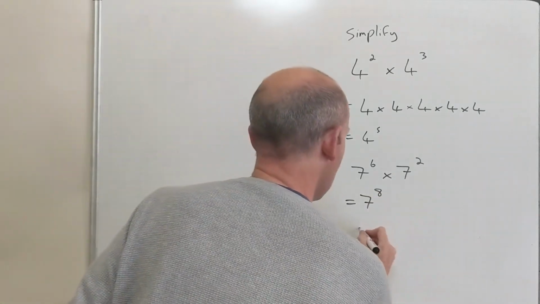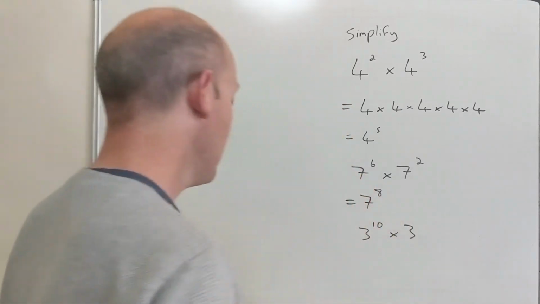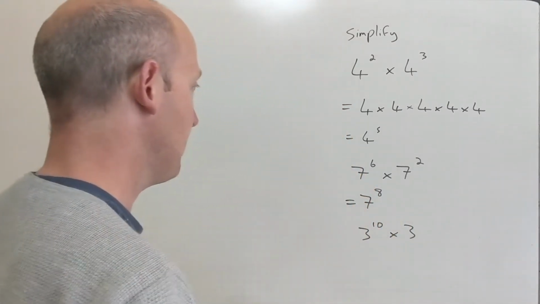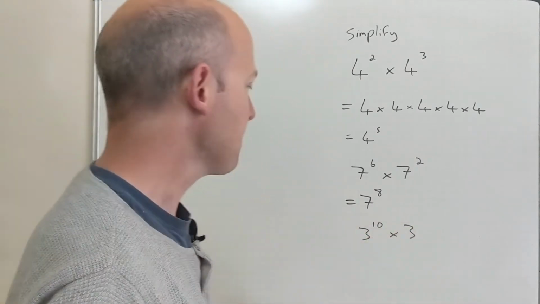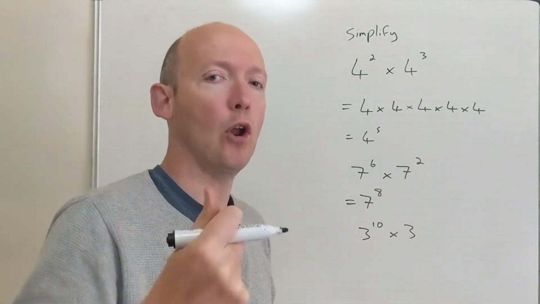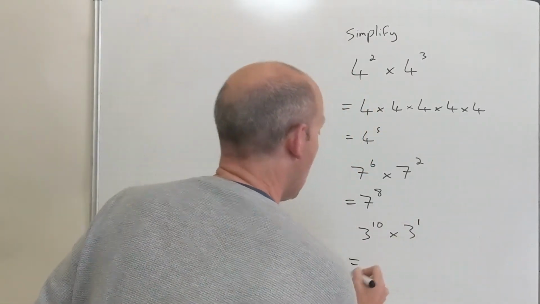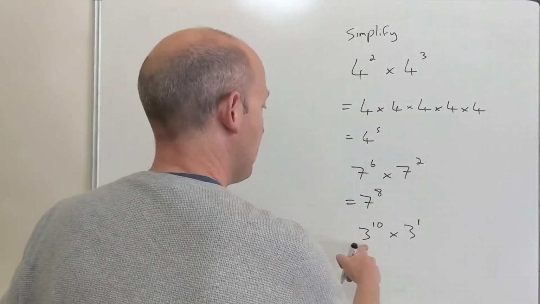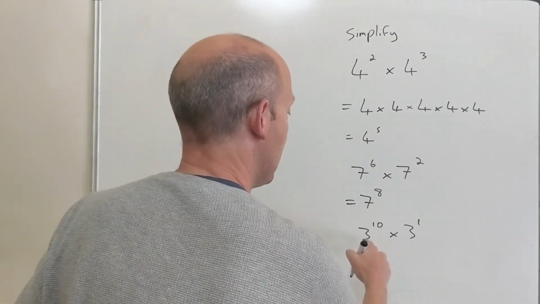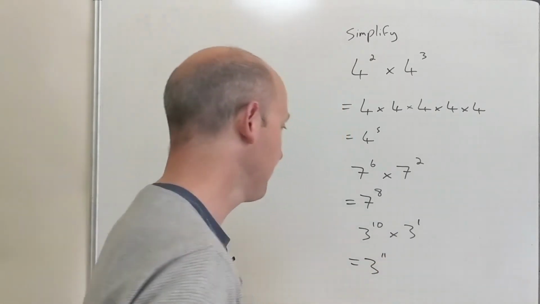Maybe do one more, 3 to the power of 10 times 3. A little bit of an issue with this one because we don't have a number here, but we do. It's just invisible. That's the number 1. So here, that would be 3 to the power of 1, and we're multiplying powers of the same thing, so we add the powers together. So that would be 3 to the power of 10 plus 1 makes 11.